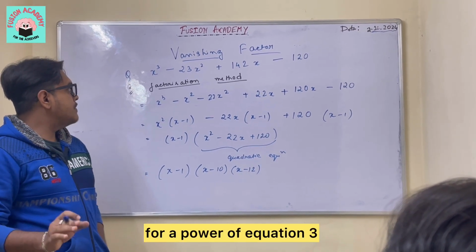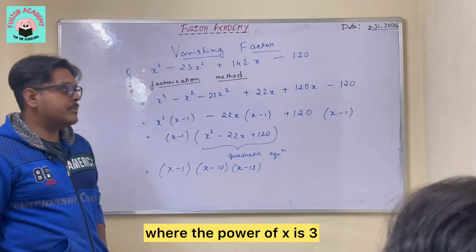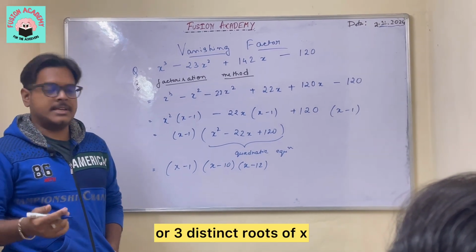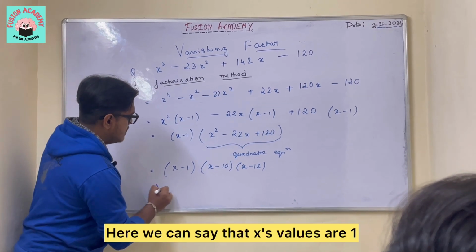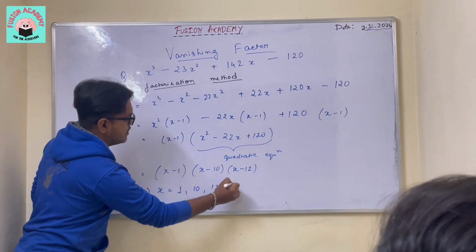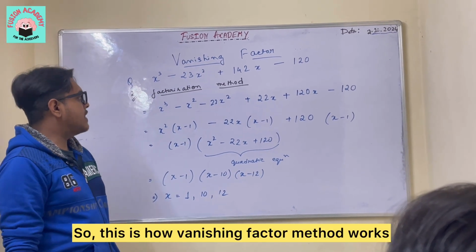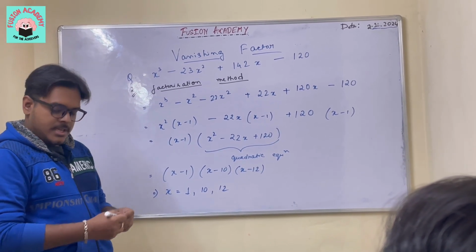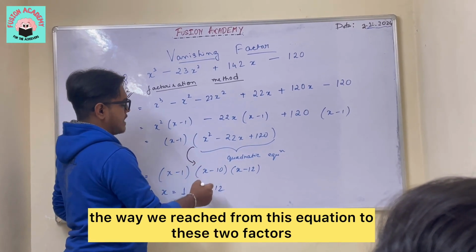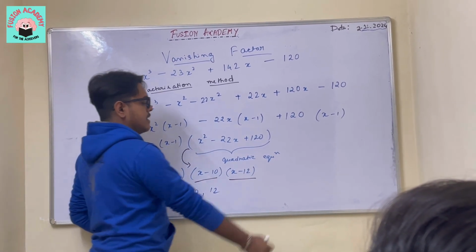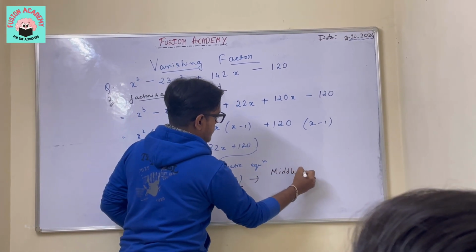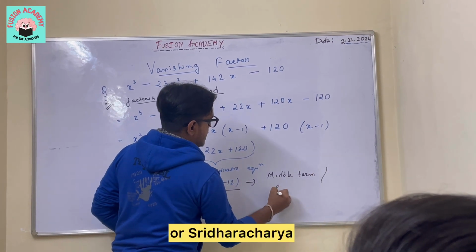So for a degree of equation 3 where the power of x is 3, we are getting 3 distinct values or 3 distinct roots of x. So what are the answers? Here we can say that x's values are 1, 10 and 12. So this is how vanishing factor method works, and the way we reached from this equation to these two factors, that is x minus 10 and x minus 12, which could be followed by either middle term or Sridharacharya.